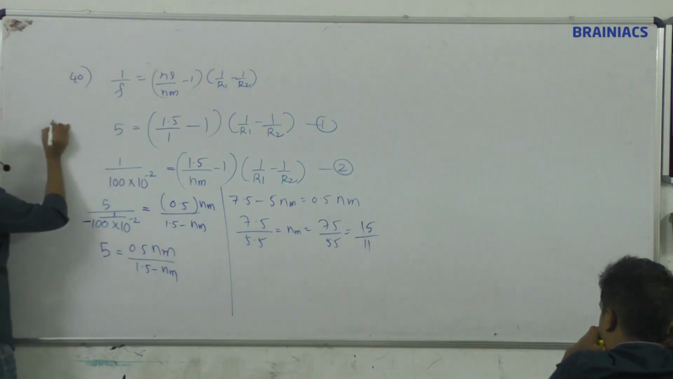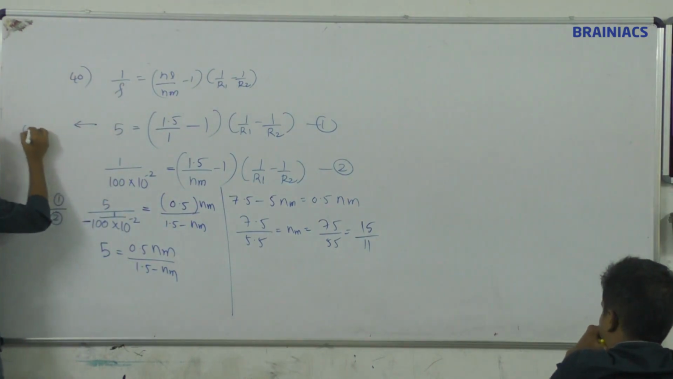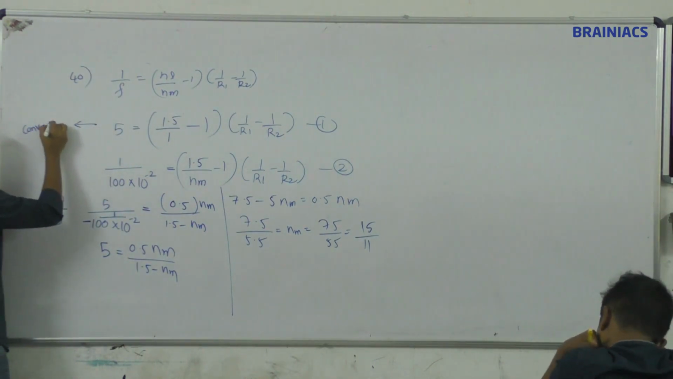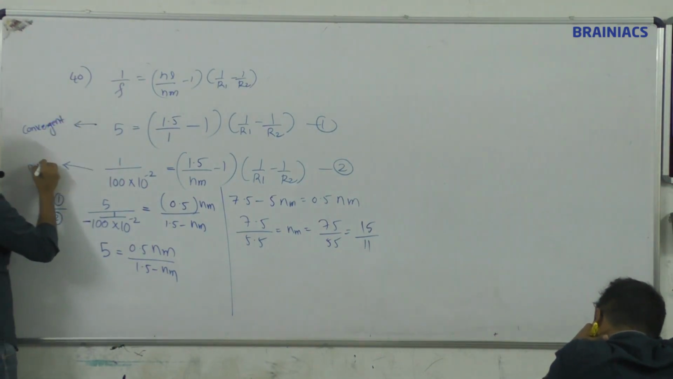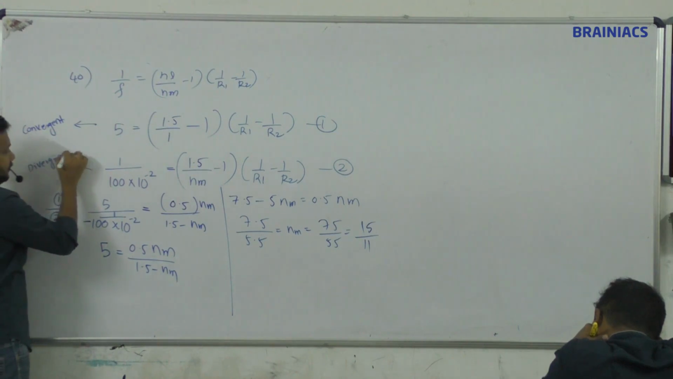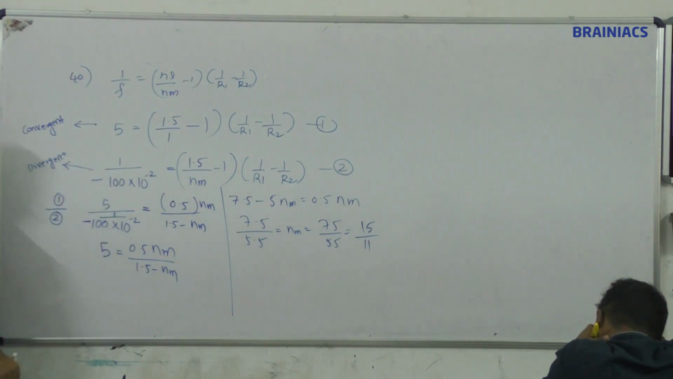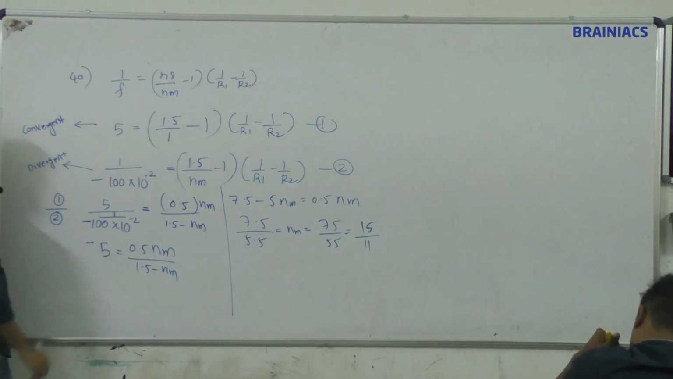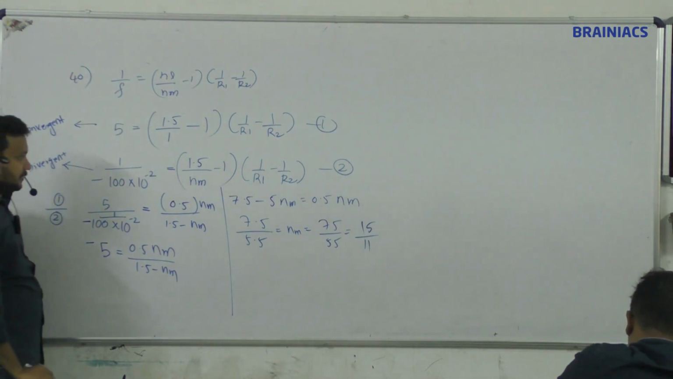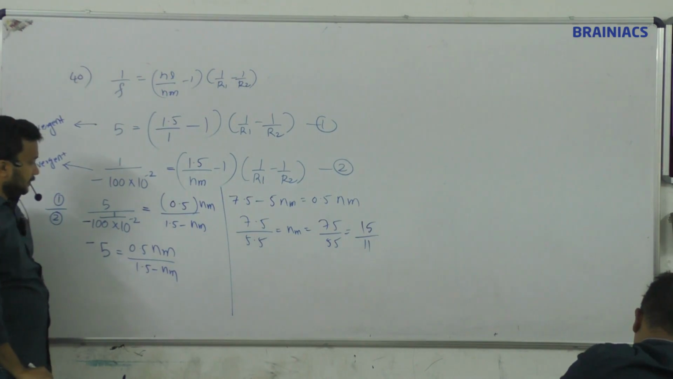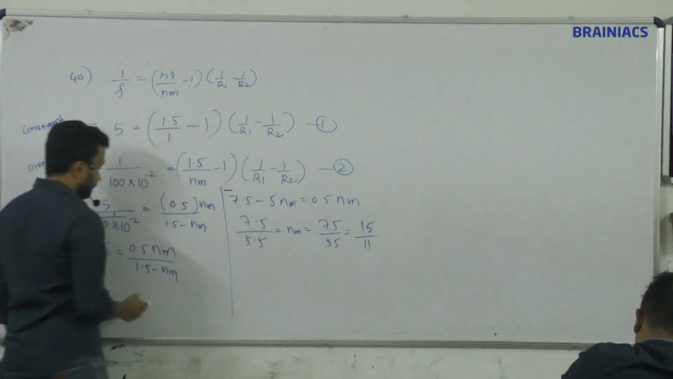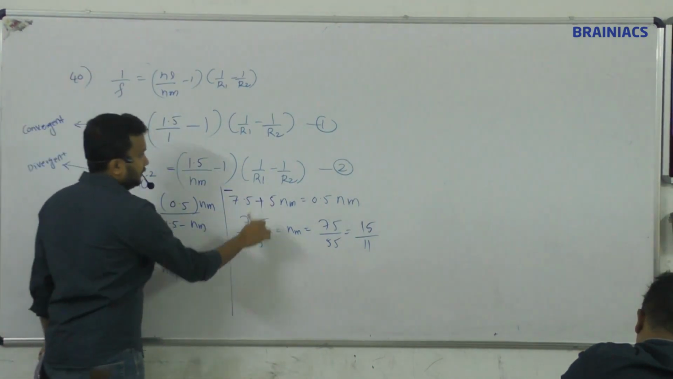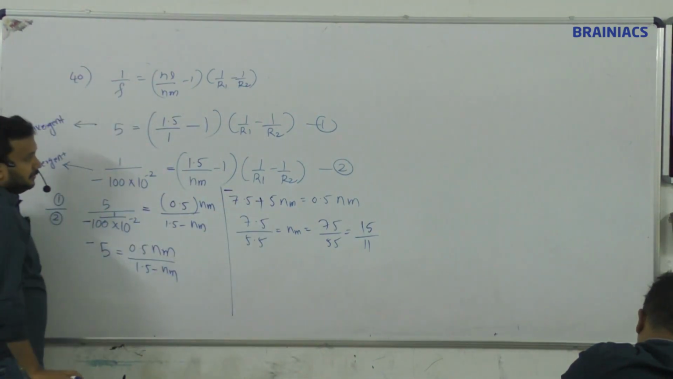First case, this is a convergent lens. First case correct. In the question it is mentioned, it is convergent and this is divergent. So this will be minus. An extra minus comes here. When the extra minus comes, minus 5 into 1.5 is minus 7.5, plus 0.5 nm.